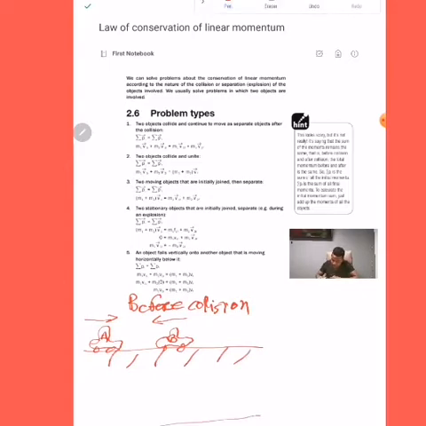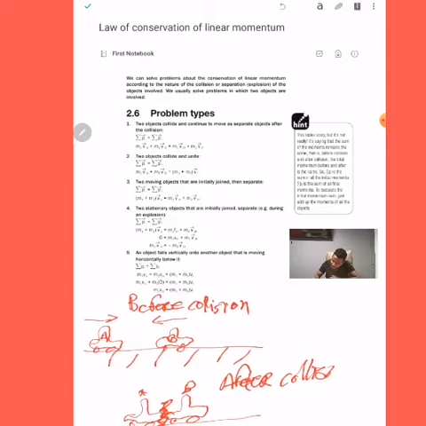Then these cars collide, car A and car B. This is after collision. So we said the law of conservation of momentum states that in an isolated system, the total linear momentum remains constant. What does that mean? It means that the total momentum before collision, the momentum of car A and the momentum of car B all together, we will be summing them up. It will be the same as the momentum of car A and car B after collision when we sum them.